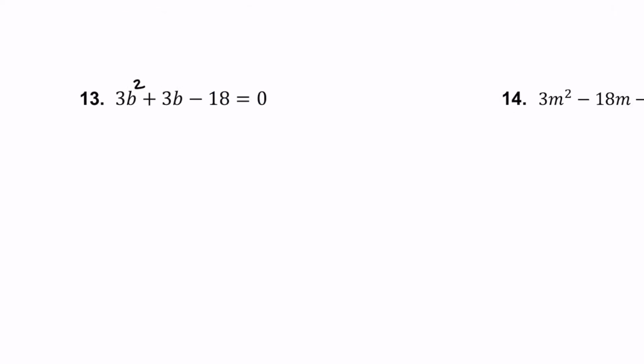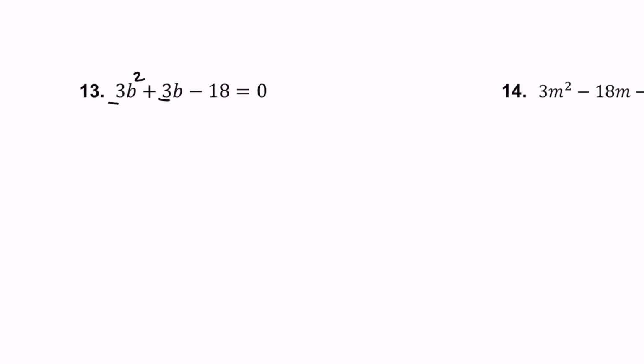Number 13, we have 3b squared plus 3b minus 18 equals 0. Now, I'm looking here and I am seeing that all three of these numbers are divisible by 3. So I want to make sure I pull the 3 out. I divide all pieces by 3. I have 3 times b squared plus 3 divided by 3 is 1, so b, and -18 divided by 3 is -6.